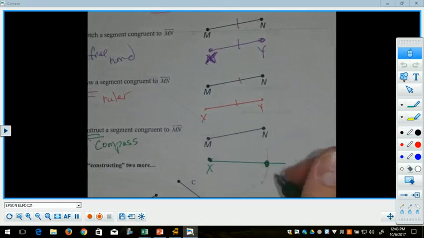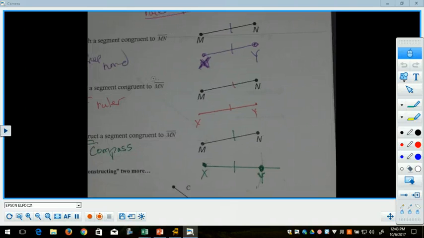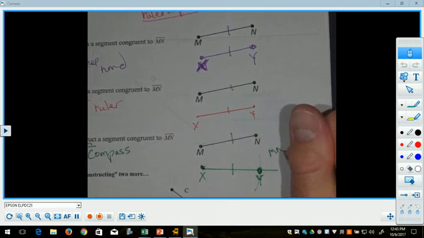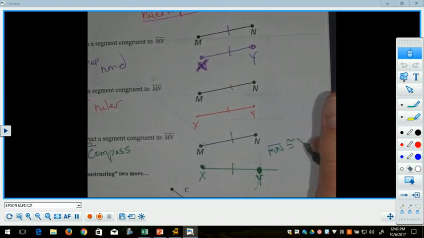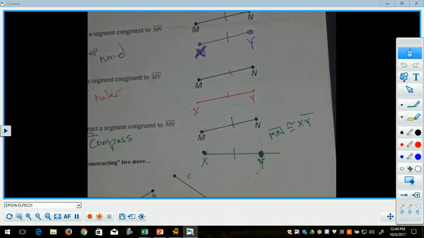And the distance from X to Y is congruent to the distance from M to N. MN is congruent to XY. And that is exact, because my compass gave me the exact distance.